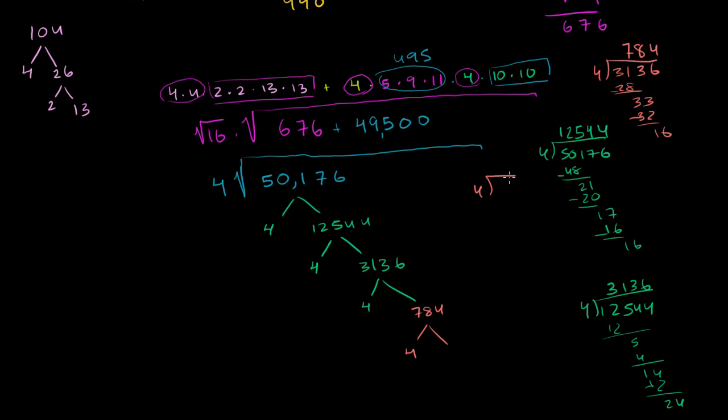Once again, this looks like it is divisible by 4. It's getting at least simpler now. 4 goes into 784. 4 goes into 7 one time. 4, you get a 3, 38. It goes here 9 times. 9 times 4 is 36. You subtract, you get a 24.